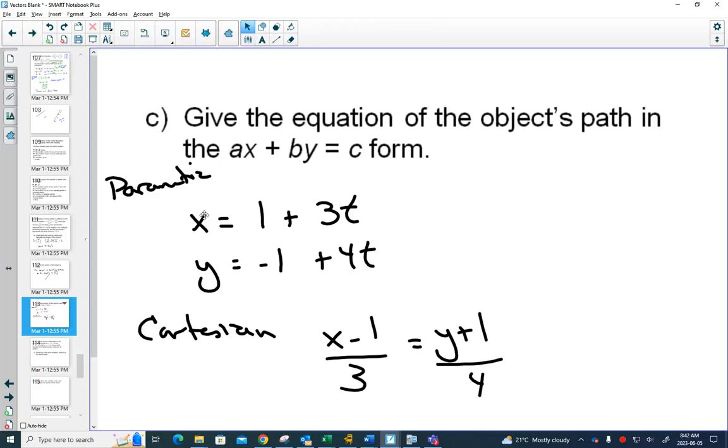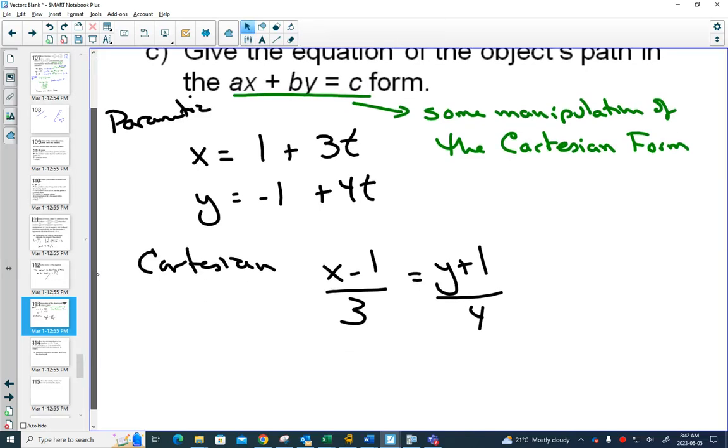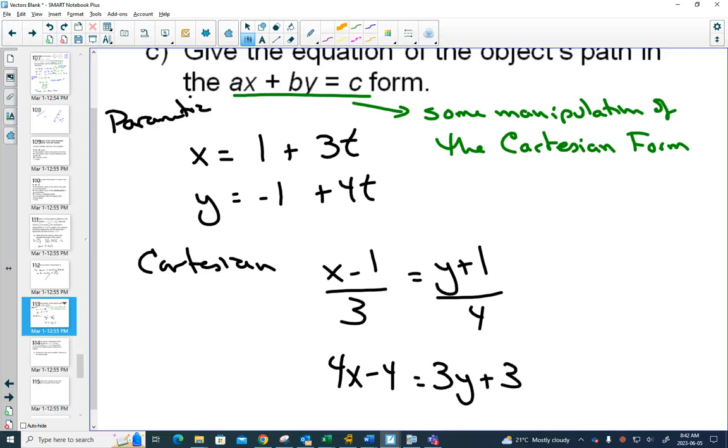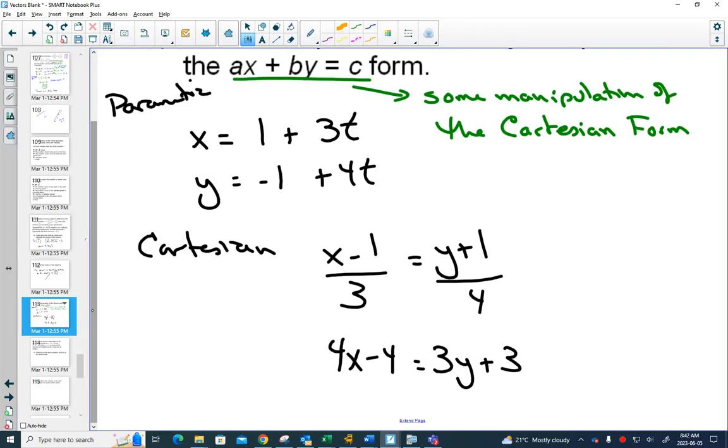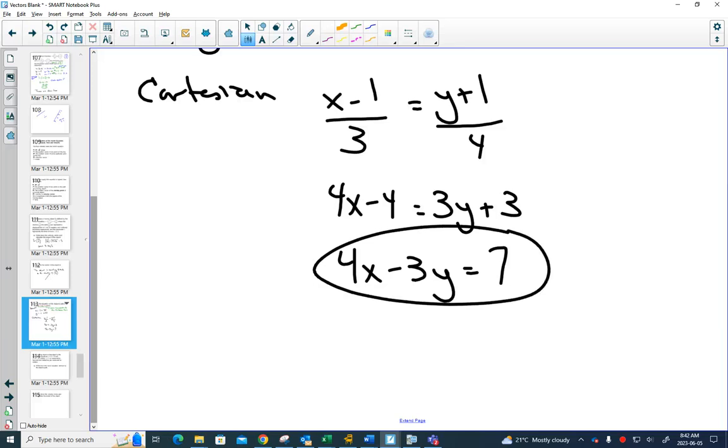This is just some manipulation of y equals mx plus b for the Cartesian form. So now I'm going to take this equation, get rid of my fractions, multiply one side by 4. That'll give me 4x minus 4, the other side by 3 to get rid of the fractions. And it wants it in ax plus by, so I will put 4x and the minus 3y on one side. I'll add 4 to the other side. And it was just a matter of rearranging the equation.